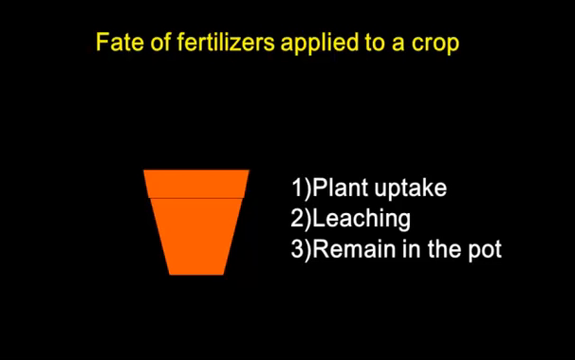So if you look at the fate of a fertilizer that's applied to a crop, there's either plant uptake, you leach it out, or it remains in the pot. So if the salt levels in the water are too high and they remain in the pot, the EC gets too high, and you run into soluble salt problems. So you end up having to leach. So what we're going to talk about next is leaching.